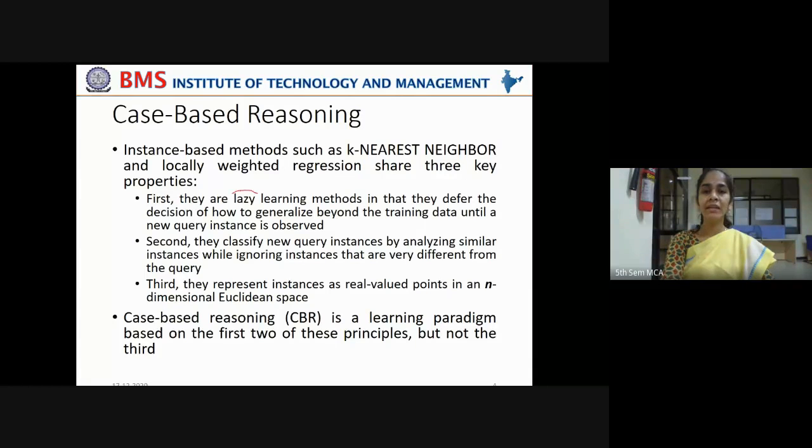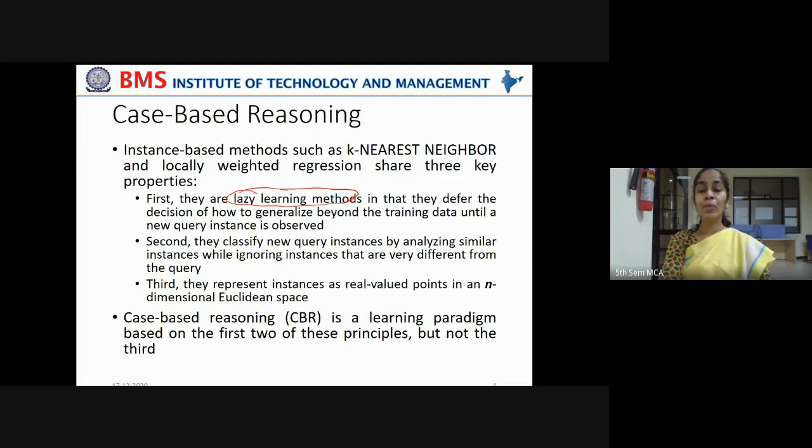First, they are lazy learning methods. Lazy learning methods means only the training examples are stored, and until a new instance is given, processing doesn't start. Comparing that new instance with the existing instances and taking some decision to classify it or predict a value is kept pending until a new instance is given, right? So they are called lazy learning methods. They defer the decision of how to generalize beyond the training data until a new query instance is observed. Yeah, this is what I tried to tell.